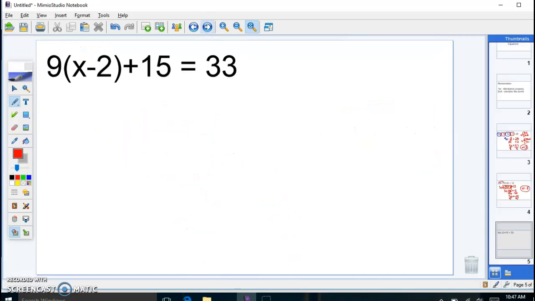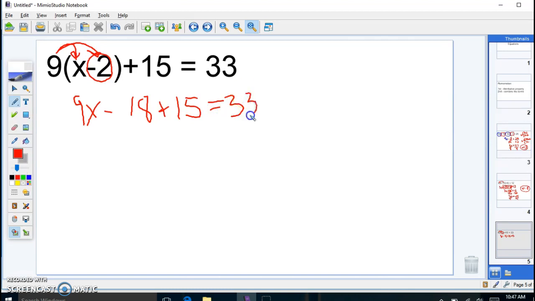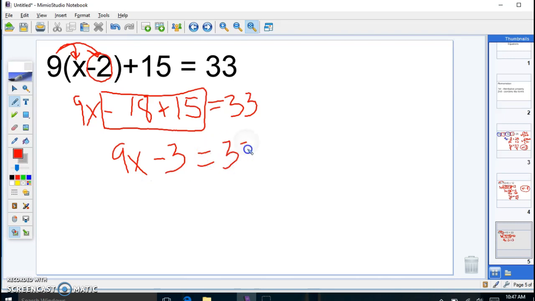Here's another one with distributive property. So the first thing that I need to do is I need to do 9 times x, which results in 9x. I need to do 9 times negative 2, which results in negative 18. I still have plus 15, and I still have the equals 33. From here, I need to combine my like terms of minus 18 and positive 15. This results in negative 3. Everything else drops down. So we have 9x minus 3 equals 33.